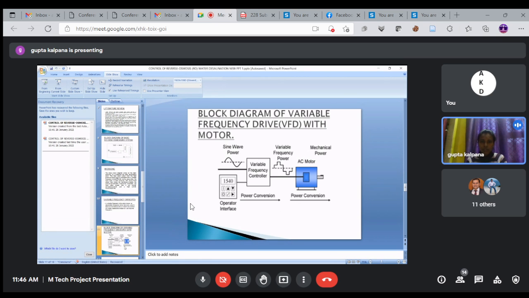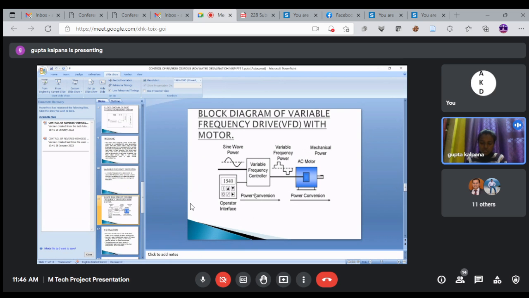This is the block diagram of a variable frequency drive with the motor. The basic VFD system and the components that constitute the variable frequency drive system are explained in the block diagram of the system. This diagram contains many components named AC motor, controller, operator interface, and drive operation.